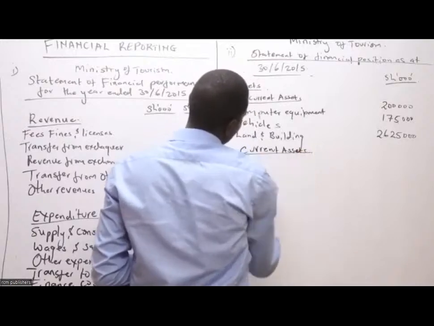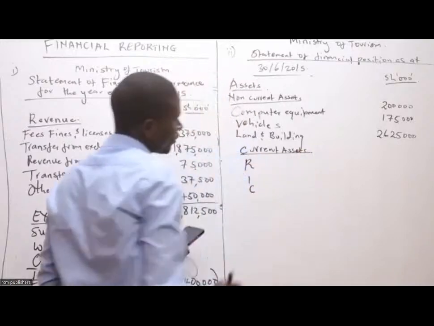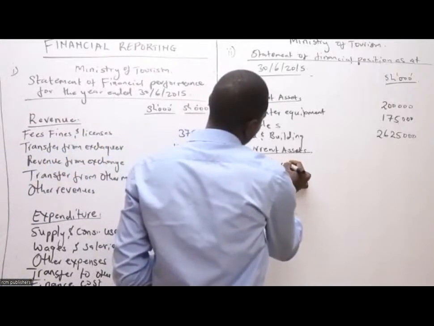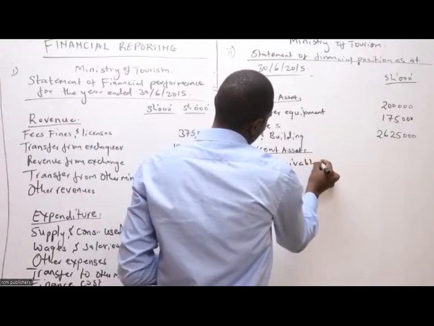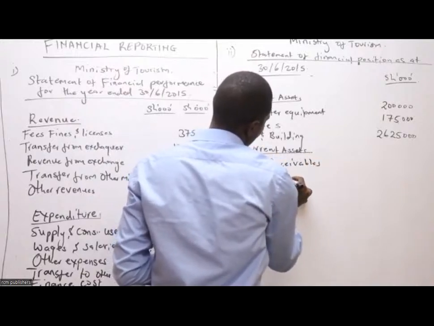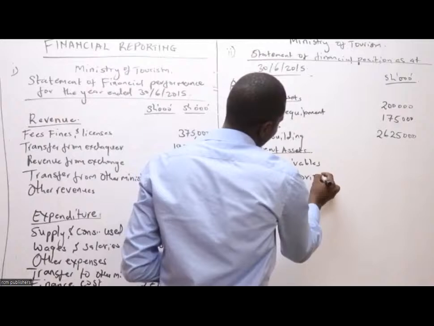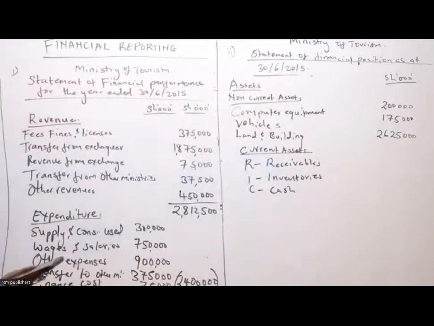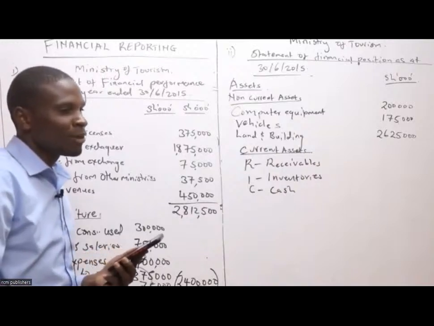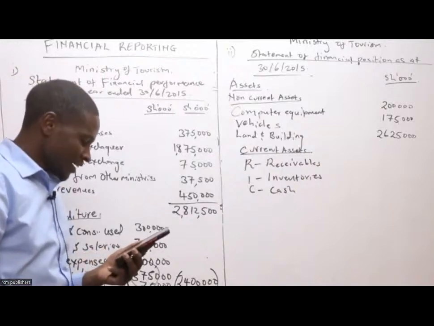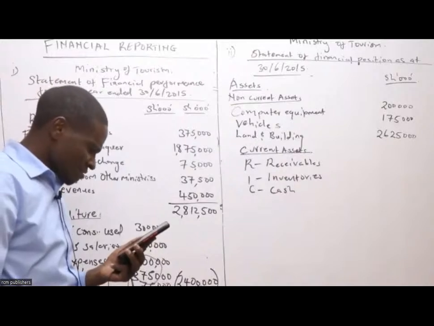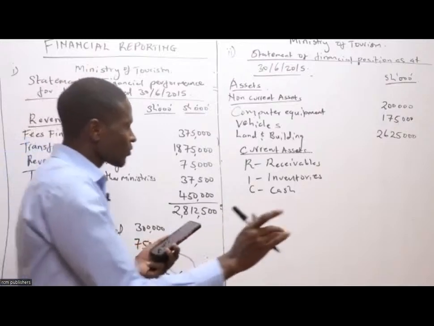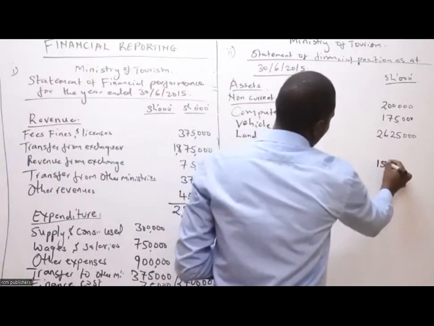So for the current assets, I told you people to use RIC. So receivables, how much are our receivables? How much is our inventories? This is something very small. How much is our cash? Give me, how much are our receivables? Just check. Is it 150,000? Confirm for me.